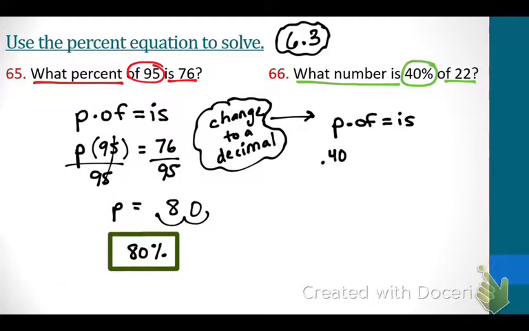What's my of? 22. Times 22. What's my is? We don't know it, so we'll just put it as an x. All right, so Christopher, what's the answer? 8.8. Should I change that to a percent? No. If I go back through, it says what number is, so we're just looking for a number. The number is 8.8.